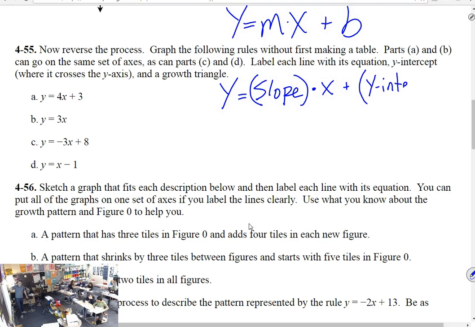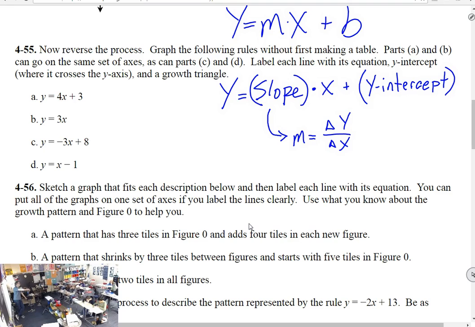The y-intercept. And by the way, that's a hyphen. Now we also know that slope is the change in y over the change in x. And that's how we get to what they call the growth triangle. The up, then over, it makes a triangle.